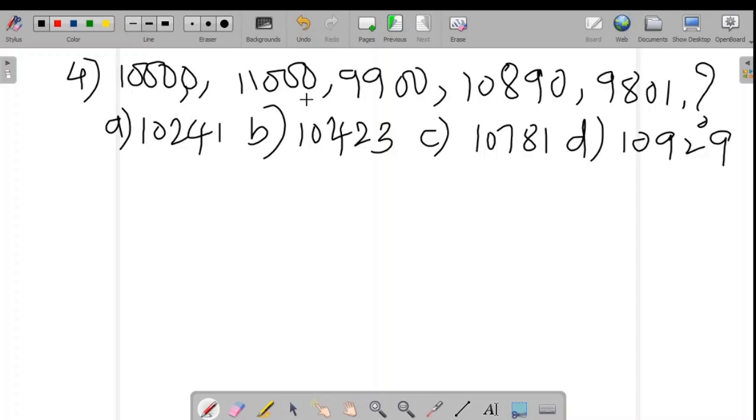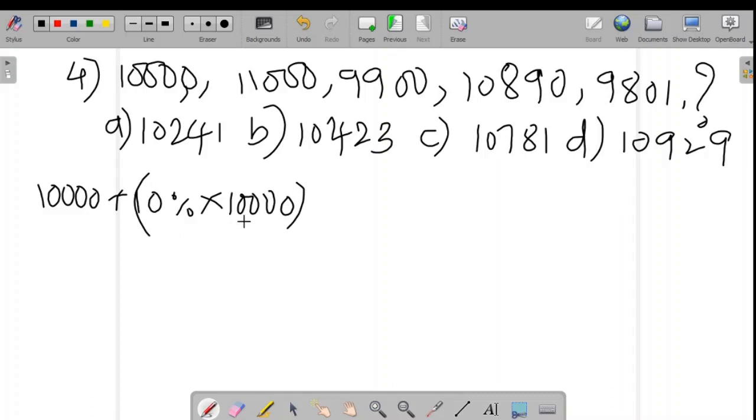Okay, so now we have to observe here it is 10,000. Next term is 11,000. So how much is it incremented? 1000 is incremented. So what is the relation? How much is incremented? Let us try to write here. 10,000 plus 1000 means 10% of 10,000. That is 1000, is 11,000. We got the next term.